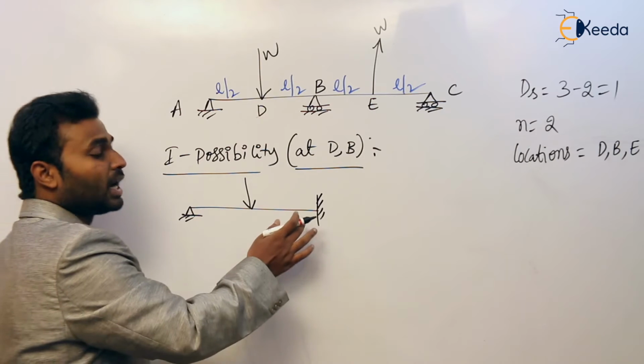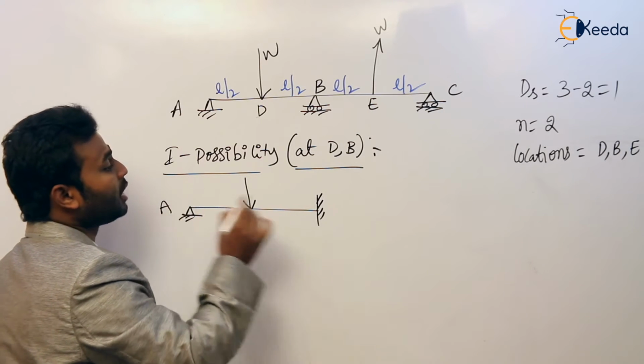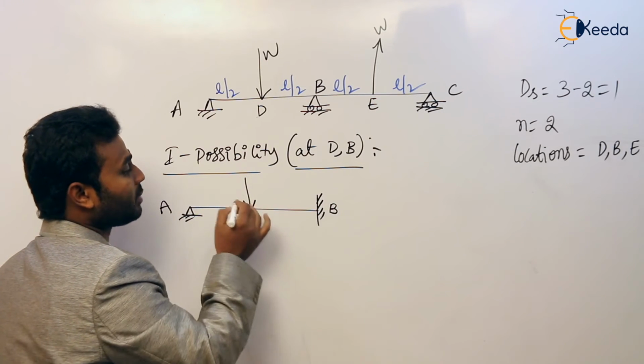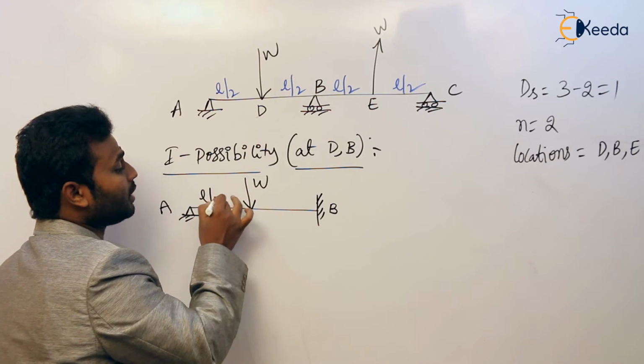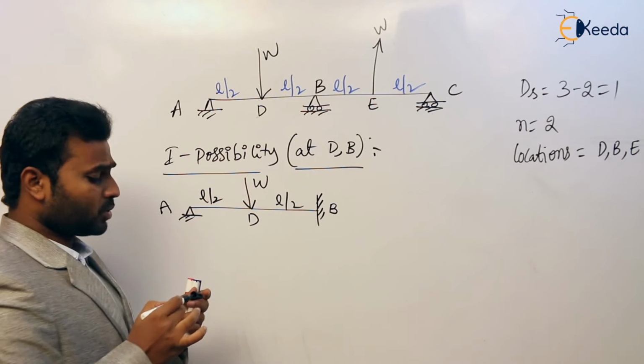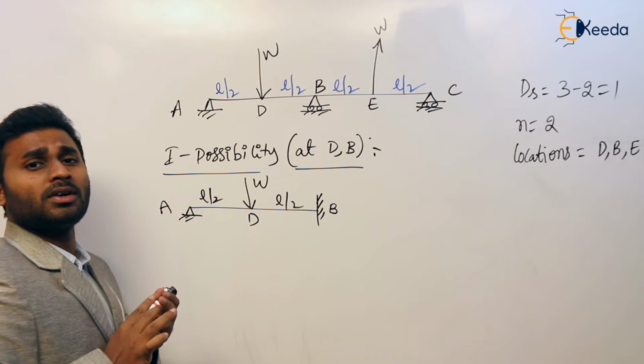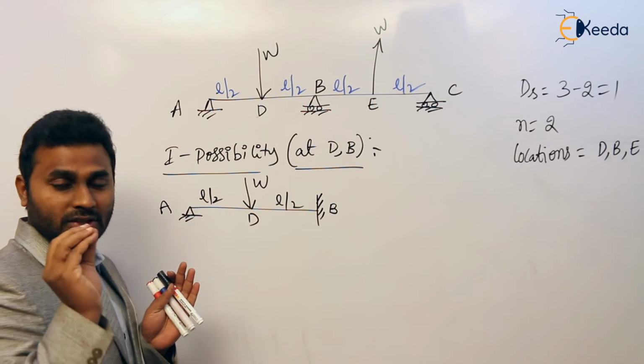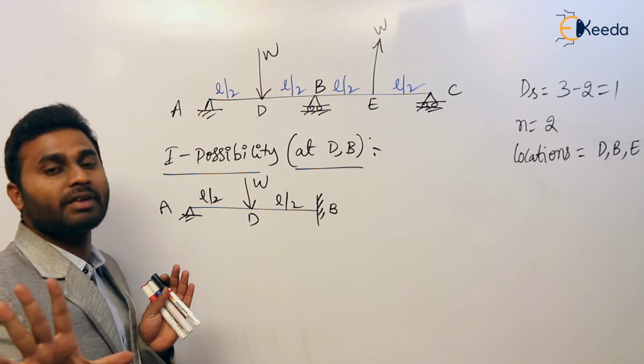So we can idealize the span AD as a propped cantilever beam with a center point load. Come on, tell me, what is the collapse load for the propped cantilever beam with center point load? That is why I said that all these standard cases are very, very important.